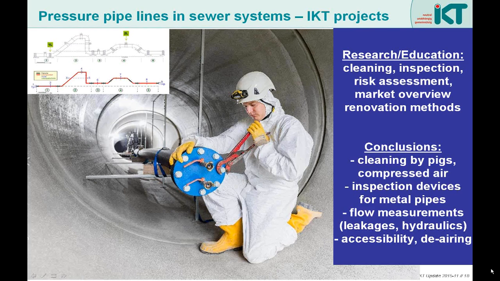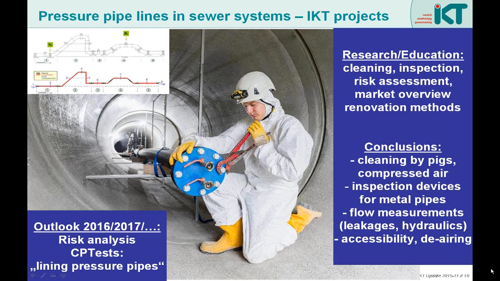A major problem for sewer pressure pipes is in many cases a lack of accessibility to the pipeline and lacking valves for de-airing prior to inspection. At the moment, we are preparing several new activities and projects. One is that we are developing a strategy for the risk analysis of pressure pipelines in sewer systems. Moreover, a major comparative product test will start in 2017, a test of lining methods for pressure sewer pipes.